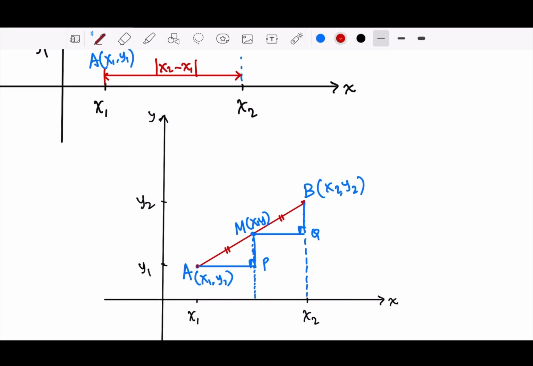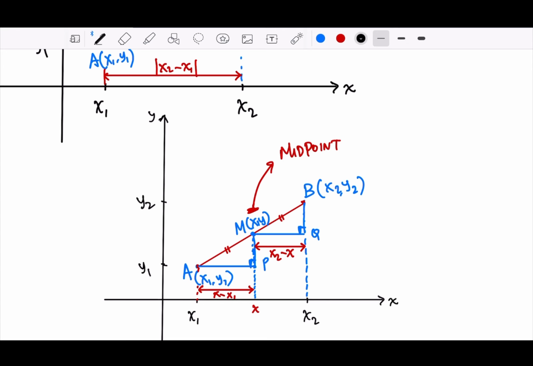And let's say this is x, according to this middle point, the midpoint. So the distance from here to here is just x2 minus x, and this one is x minus x1. Okay, the distance. This is to show that the point M is really at the middle of the line AB. Okay, so it's called the midpoint.